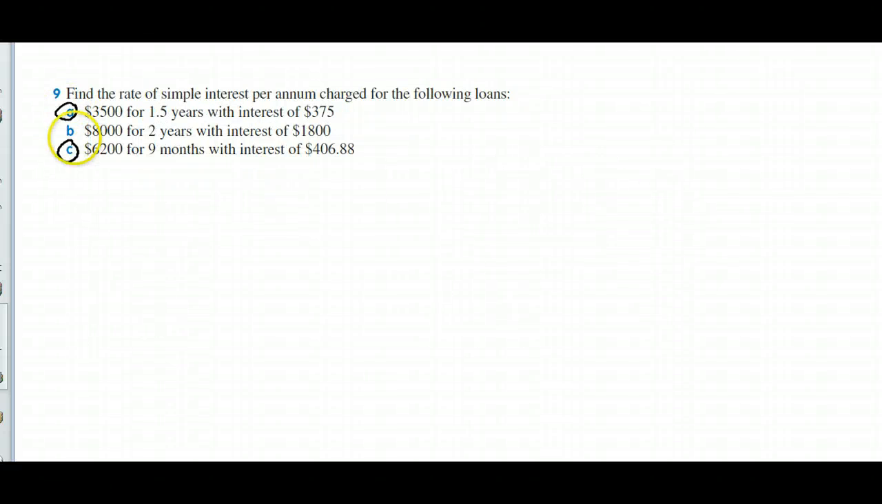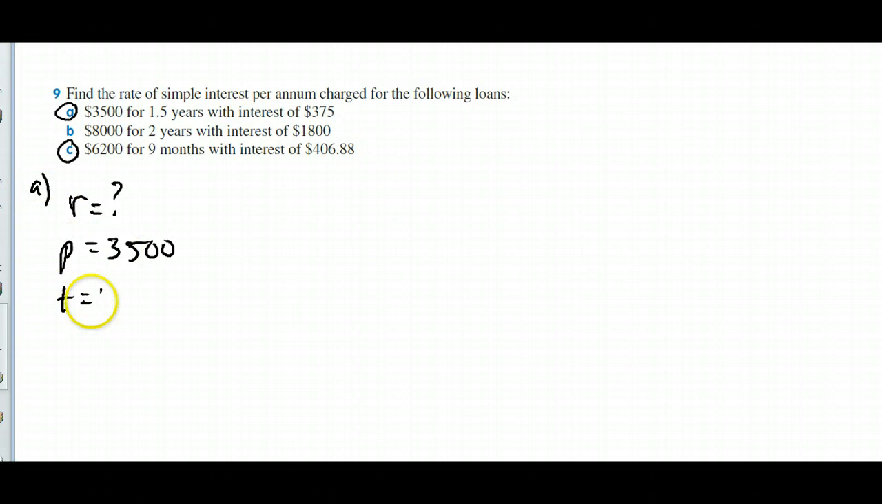Okay, in this question we're going to do A and C. We need to find the rate of simple interest. So in this case we don't know R, that's what we're going to try and find. So they must have given us P. They've told us P is 3,500, this is for A. They've told us that T equals 1.5 years and the amount of interest earned is $375.